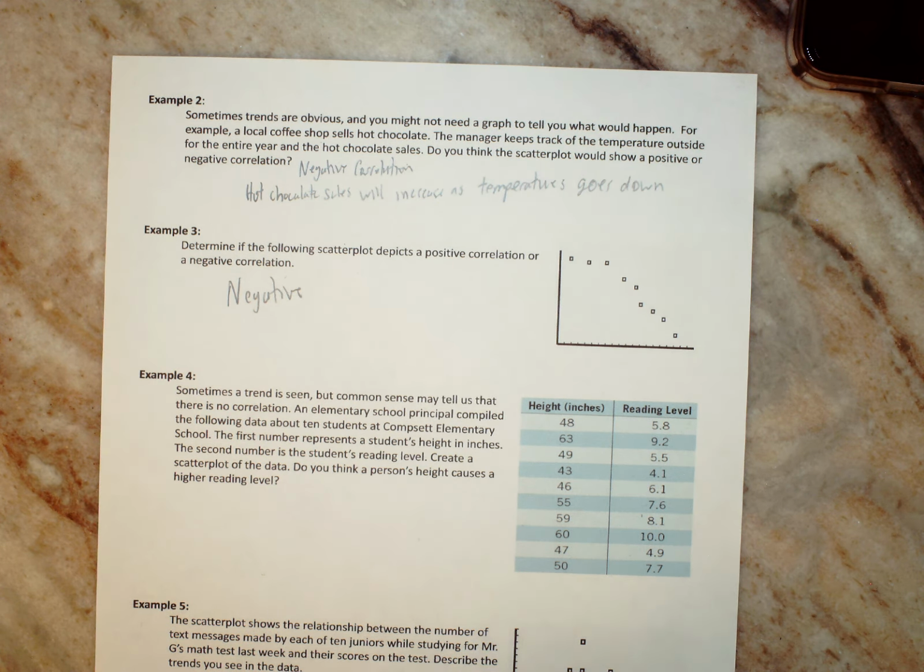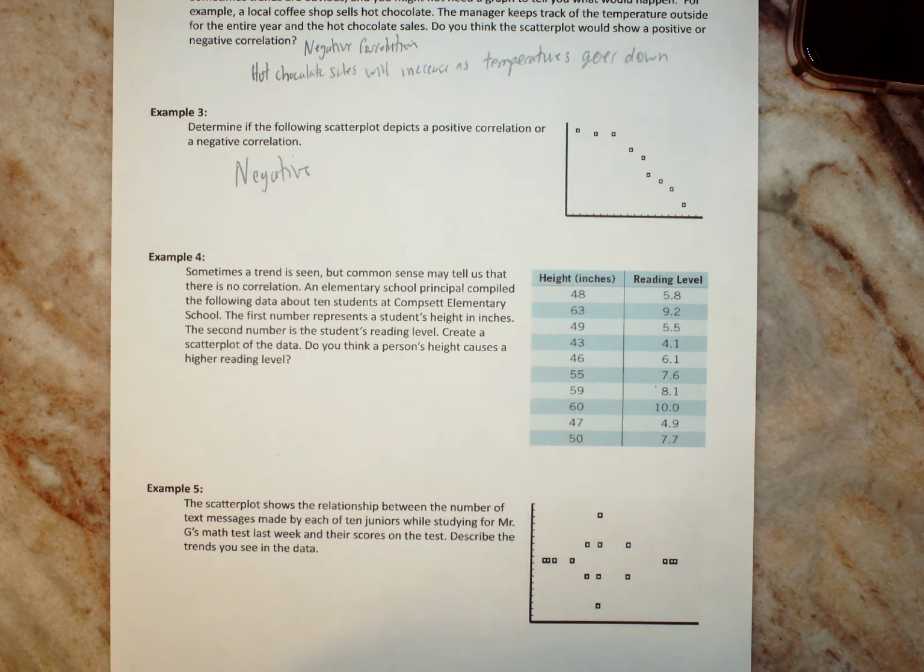So example 4. Sometimes a trend is seen, but common sense may tell us that there's no correlation. An elementary school principal compiled the following data about 10 students at an elementary school. The first number represents a student's height. The second represents the reading level. Create a scatter plot. Do you think the person's height causes a higher reading level? So we can kind of predict that it's not really going to affect height and reading level, right? You don't read better or worse because you're tall or short.